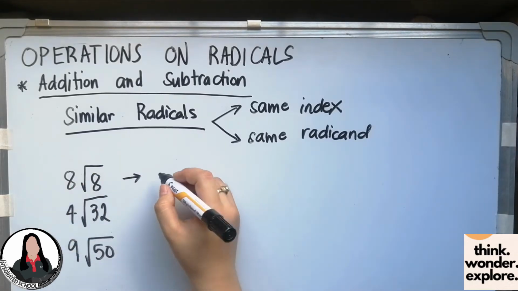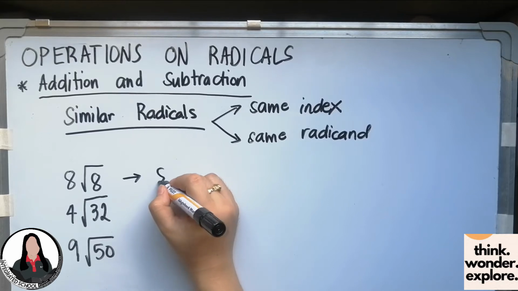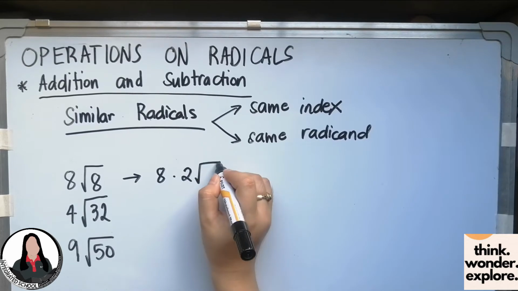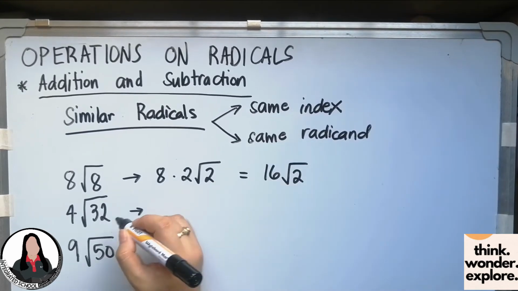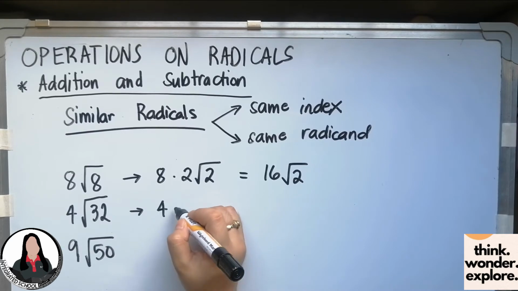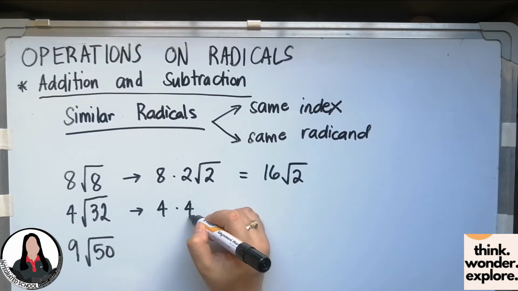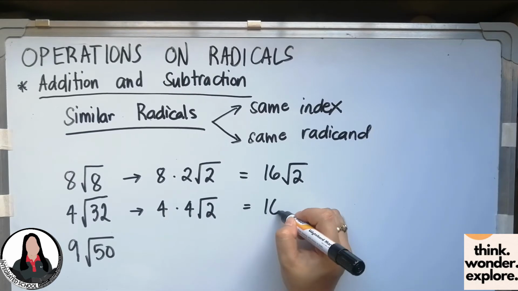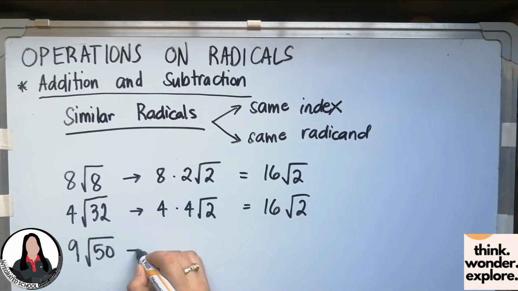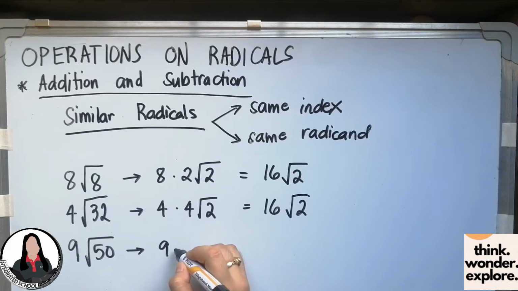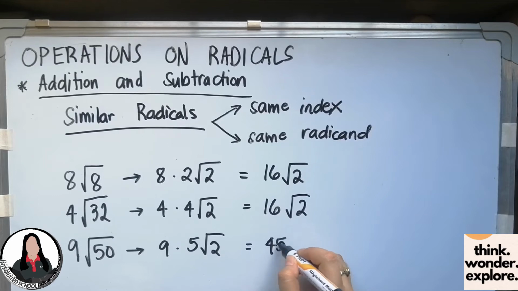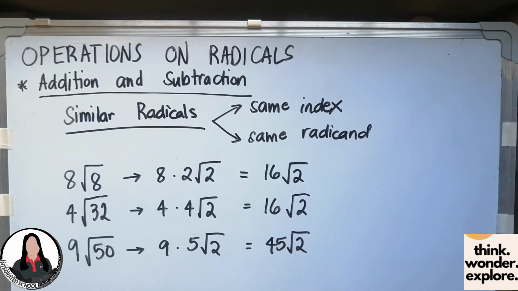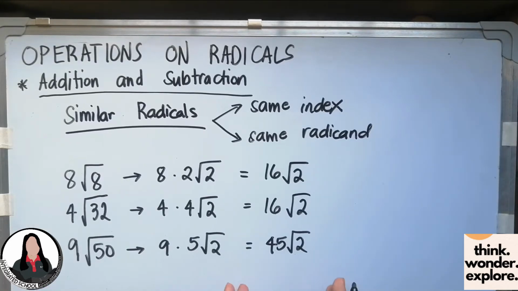So, itong 8 square root of 8 can be written as 8 times 2 square root of 2, which is equal to 16 square root of 2. 4 square root of 32 can be written as 4 multiplied by 4 square root of 2, simply 16 square root of 2. And 9 square root of 50 can be written as 9 times 5 square root of 2, simply that is 45 square root of 2. Okay, so hindi natin iniba ang value ng ating given. Isinulat lang natin siya sa simplified form niya.